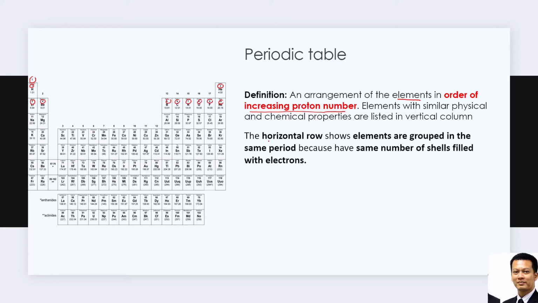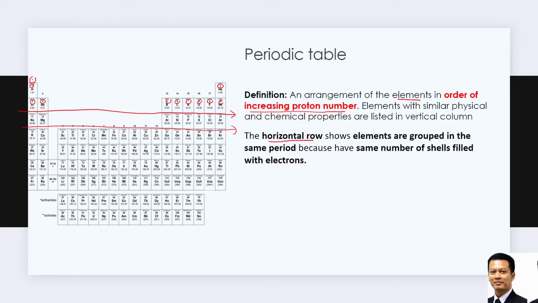The horizontal row. This is horizontal. Each of this is horizontal. Horizontal row shows the elements are grouped in the same period because they have the same number of shells with electron. For example, not group 1, period 1 here. Period 1 means that it has one shell. Helium also has one shell.